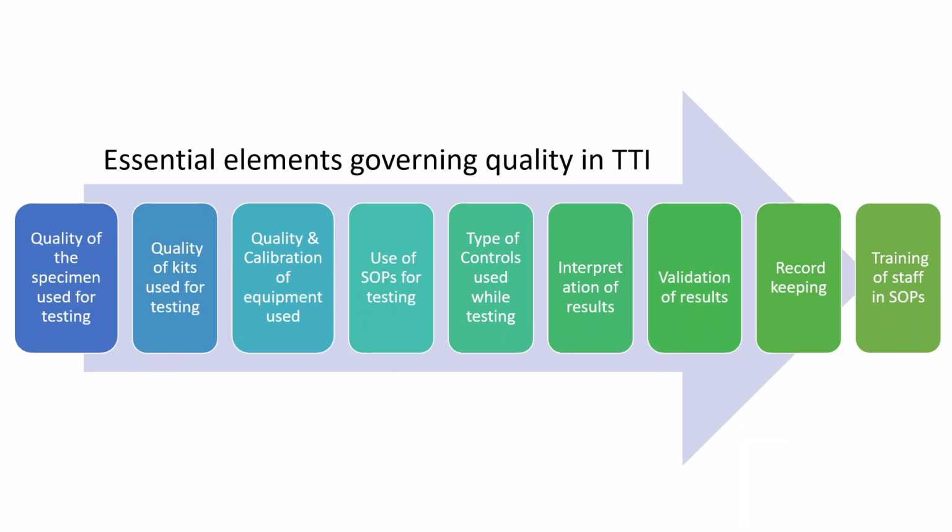It's the last slide for today's video. These are the essential elements that govern the quality of TTI. I'm just naming them all, and in the next video we will be discussing each and every one of them. The essential elements are quality of the specimen used for testing, quality of the kits, quality and calibration of equipment, use of SOPs for testing, type of control used while we are doing the test, interpretation of result, validation of result, record keeping, and the training of staff in the SOPs.